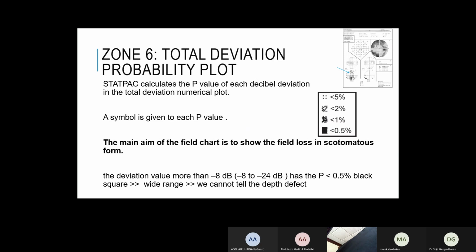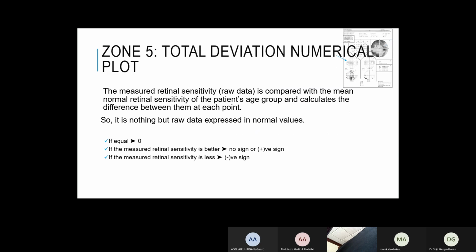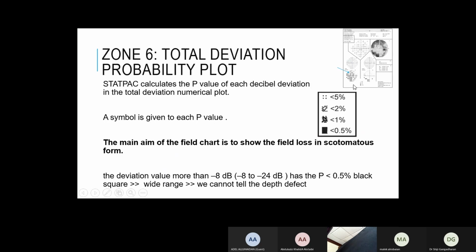So total deviation, I will repeat again. The machine will take the score of the patient and compare it to the normal age group, and it will give it a score in the numerical graph. If the patient scores 0, that means he's normal. If he scored plus, that means he's above normal. If he scored minus, that means below normal. And the probability will show the probability of this result. Is it due to chance or is it really significant? If it is dark, it means it's really significant, so he's far away from the normal.